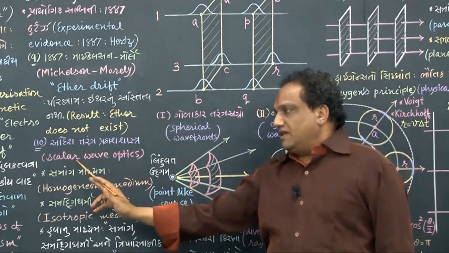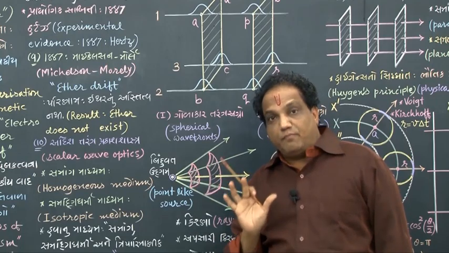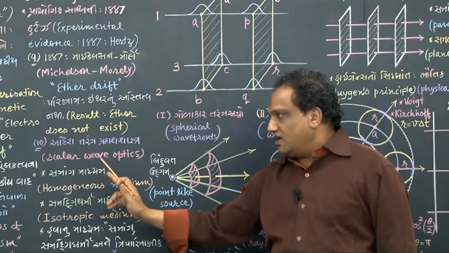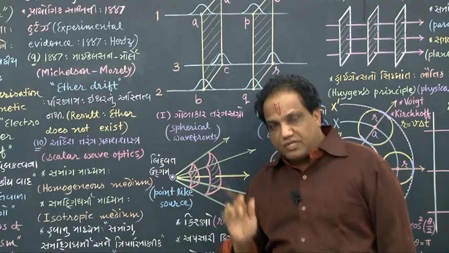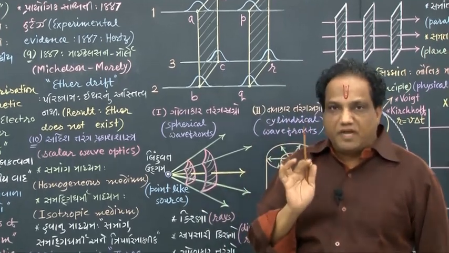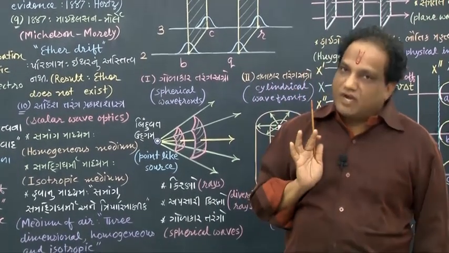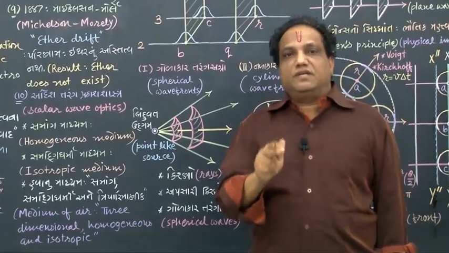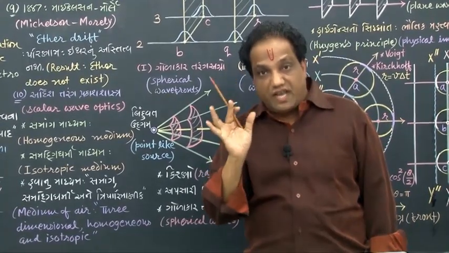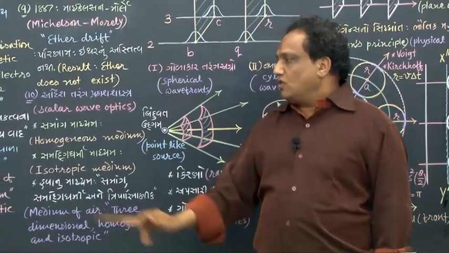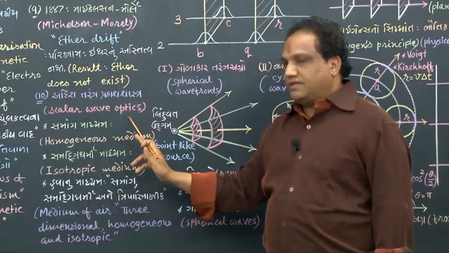And now, finally, in physics, we have prepared one branch called scalar wave optics, in which oscillations of electric and magnetic field during the propagation of a light wave are considered in the form of a definite scalar, and such a branch is called scalar wave optics.